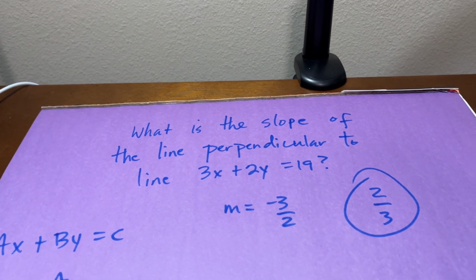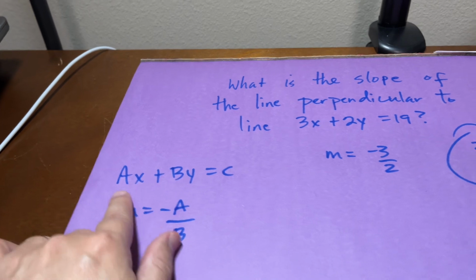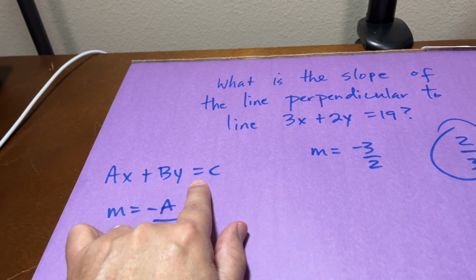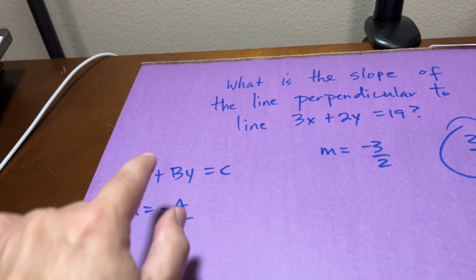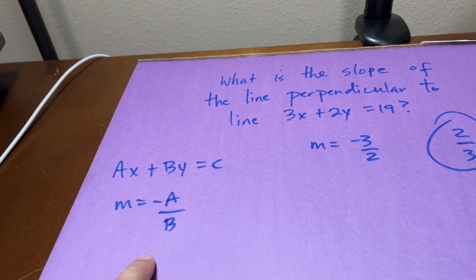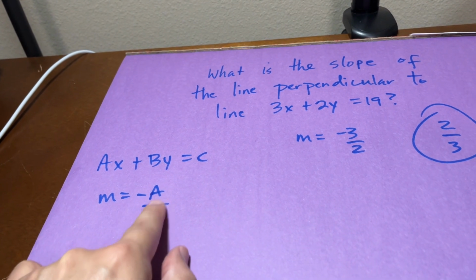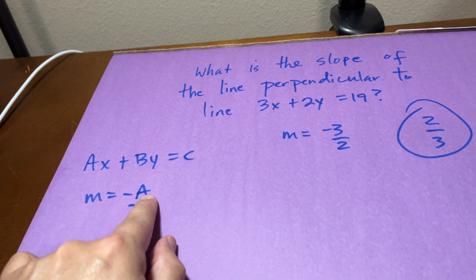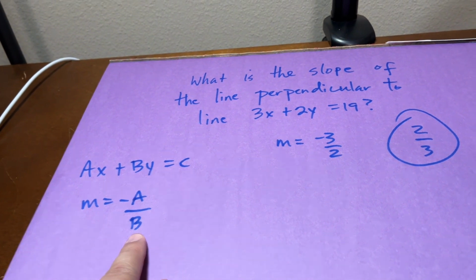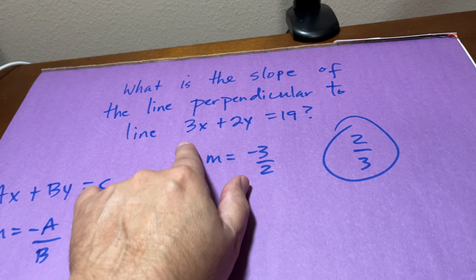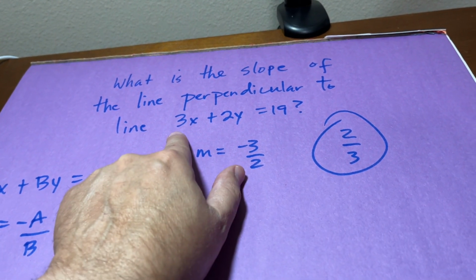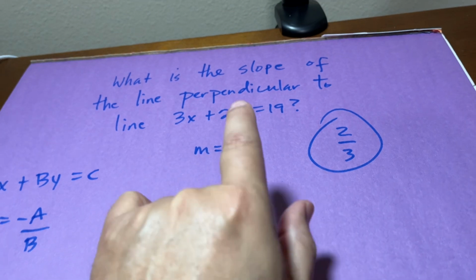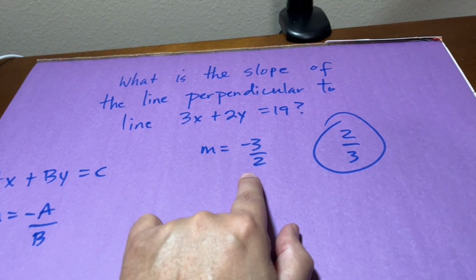Well, you're supposed to know that standard form for a line is ax plus by equals c, and the slope when you have something in standard form is negative a over b. In other words, it's the opposite of whatever a is, divided by b. So this line has a slope of negative 3 over 2, the opposite of a over b. So the slope of this line is negative 3/2.